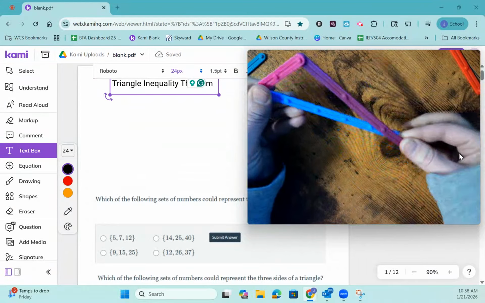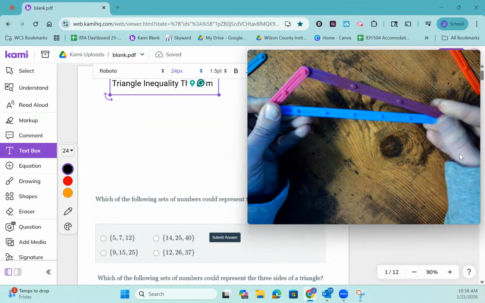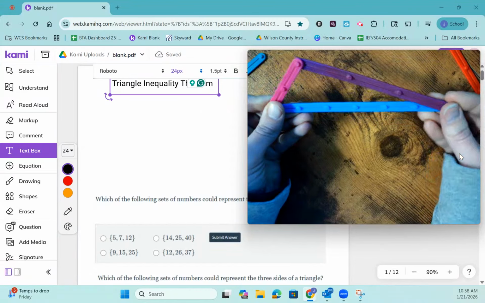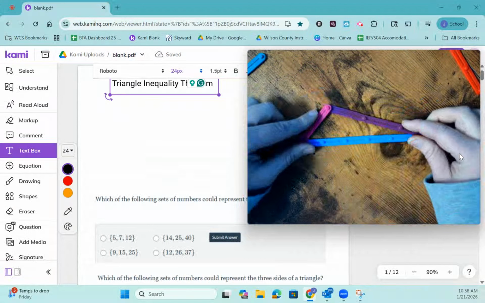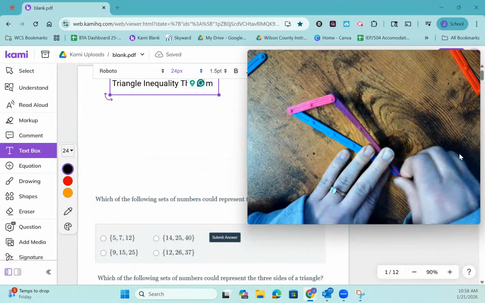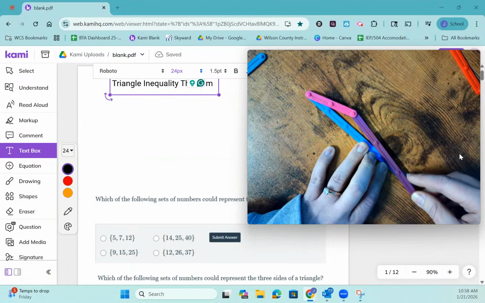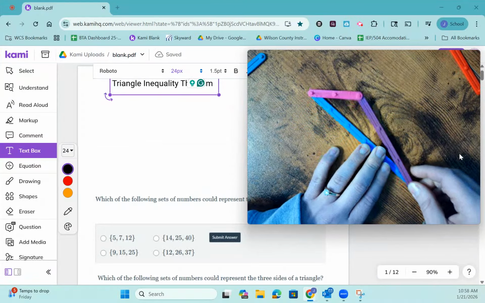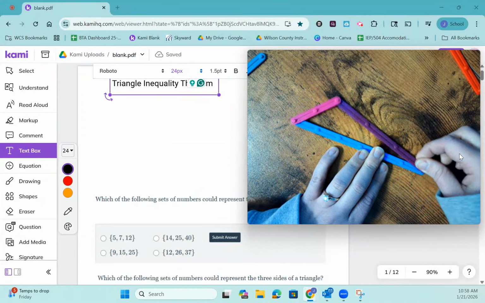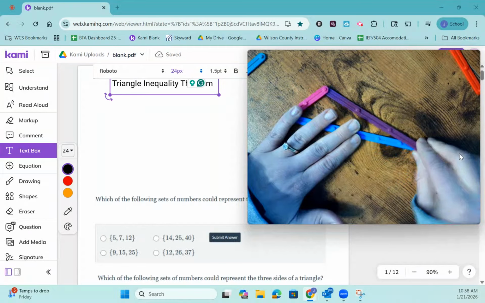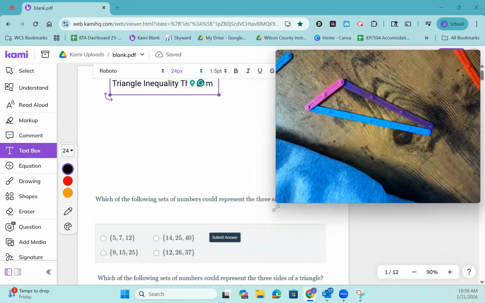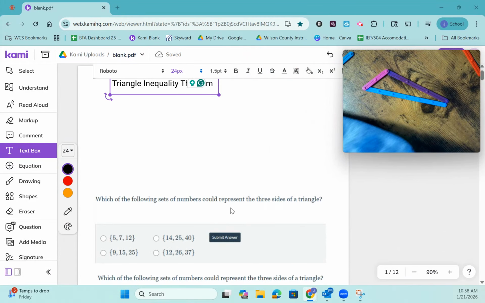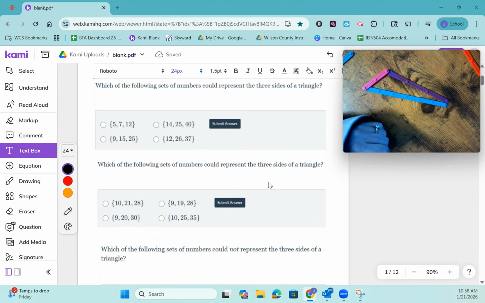There's an example of one there that will create your triangle. And this angle, the shorter and shorter they go, becomes more and more obtuse. You can see as it gets closer and closer to the edge there. Now I want to take a look at some questions that give you some side lengths, and we have to determine whether they will create a triangle.